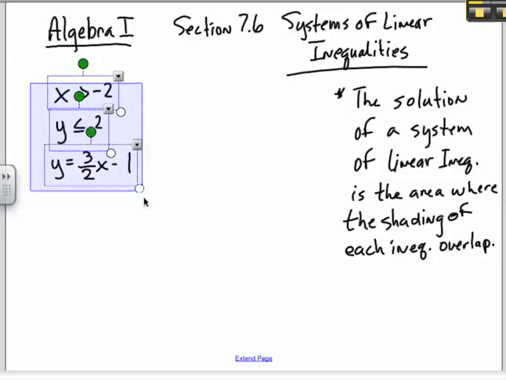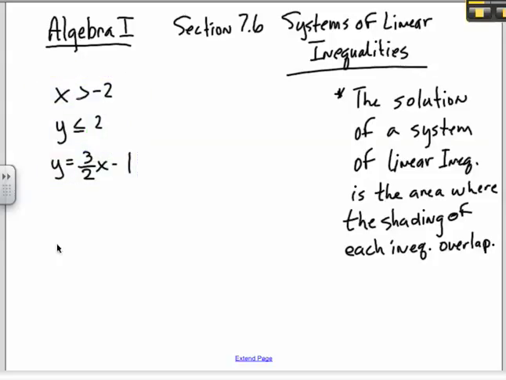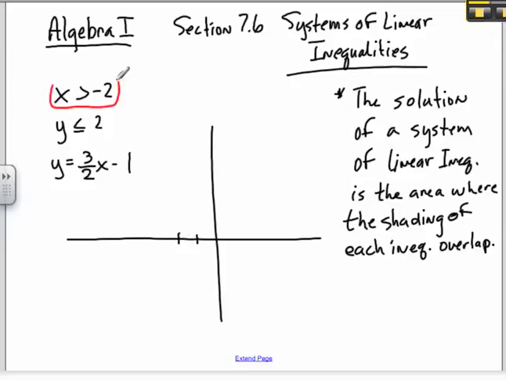Now, this is the system that we're going to be working with. All right, and I'm going to graph that thing. So I'm going to do the best I can to sort of graph it right here. The first one says x is greater than -2. So I'm going to go back here to -2, and I'll let this be my red graph.